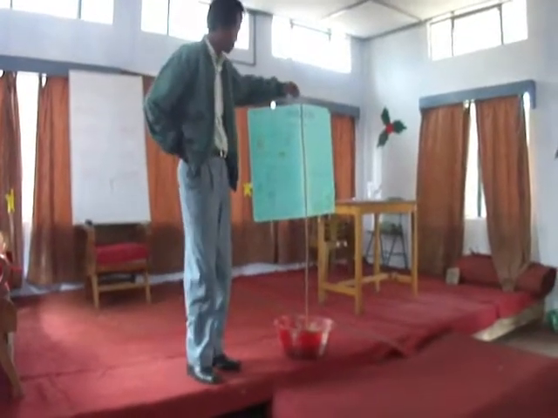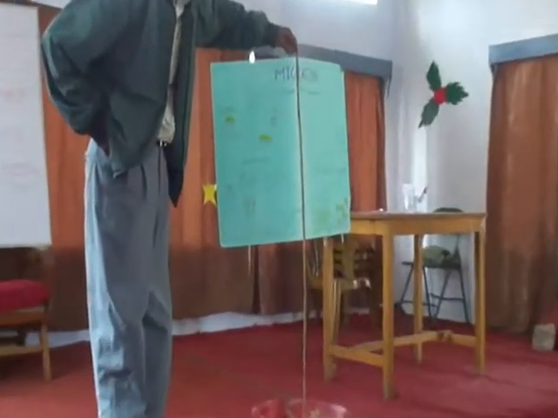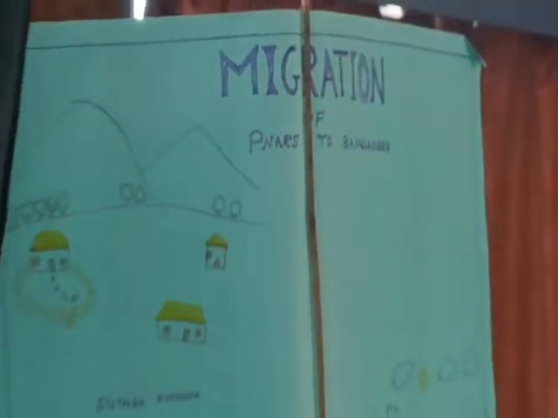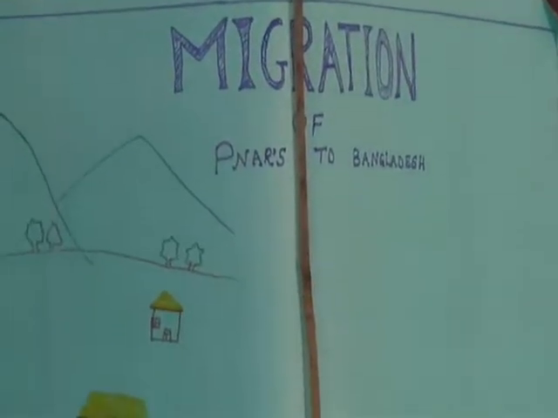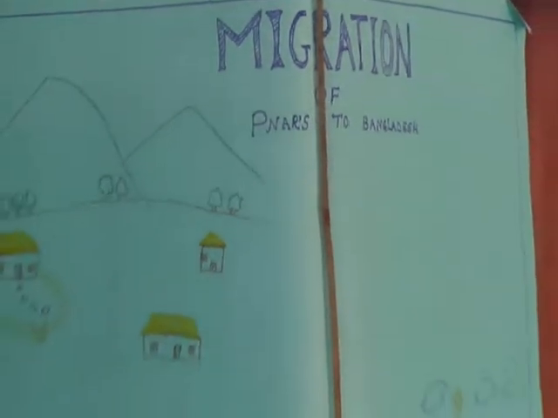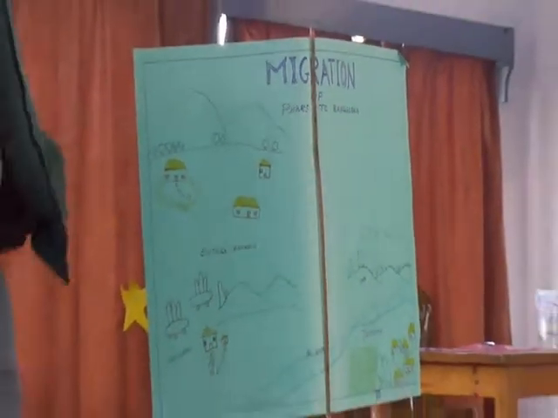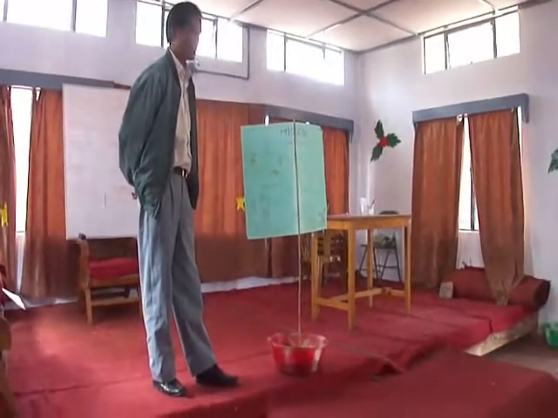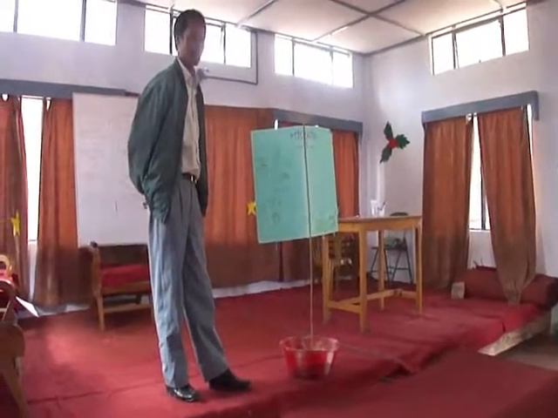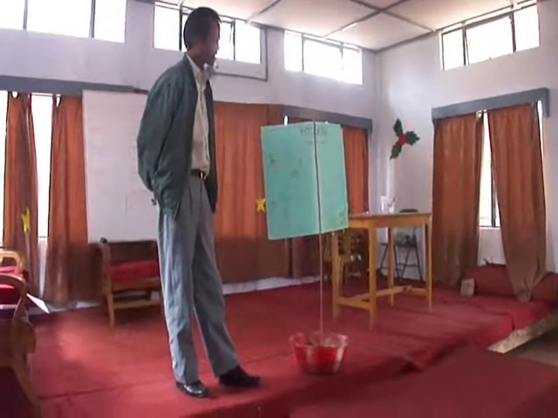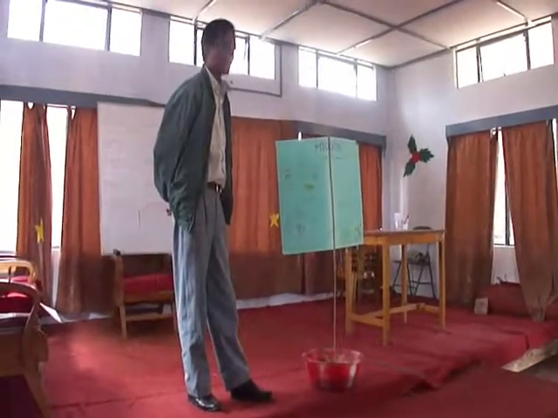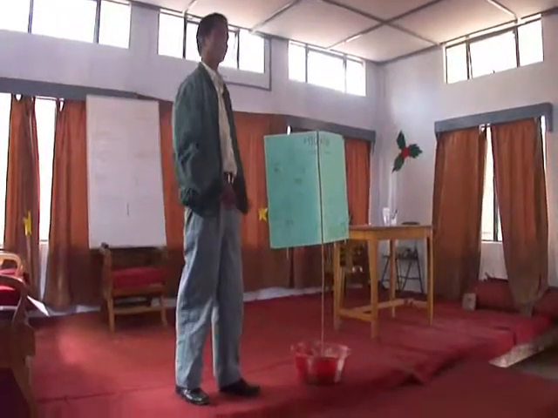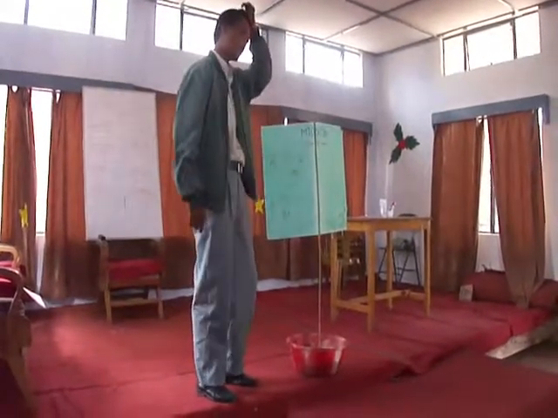Here we would like to demonstrate how people migrated to Bangladesh. As we know, in ancient times this area was not known as Jaintia Hills. We know it as a kingdom, the Sutunga kingdom, the kingdom ruled by Sutunga.